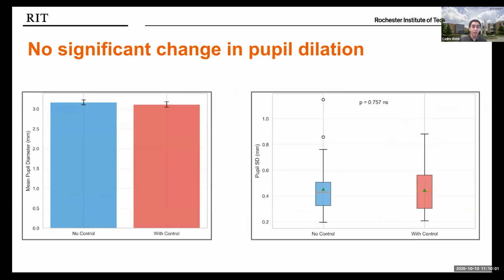We also looked at the pupil dilation. Mean pupil dilation and pupil variability showed no significant differences. So although participants did feel a higher workload and it did take them longer to complete the tasks, it did not manifest as tonic or phasic pupil arousal here. That could happen because the main cost is decision overhead instead of sustained arousal.